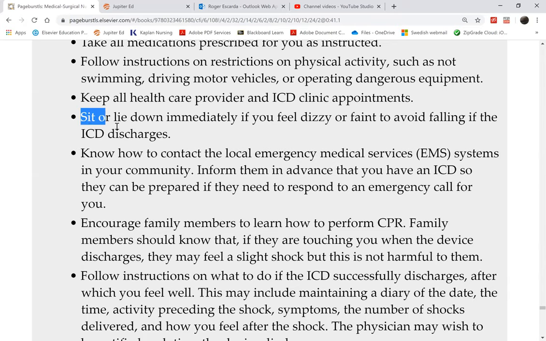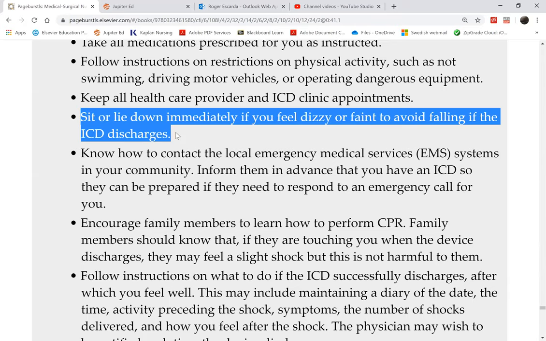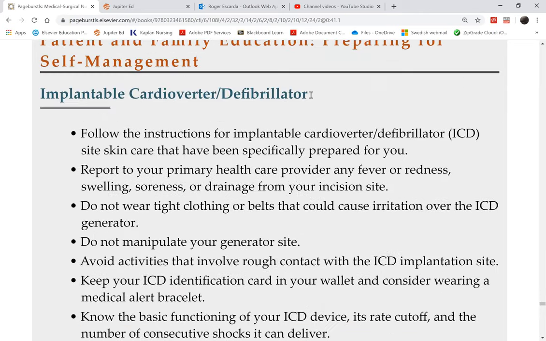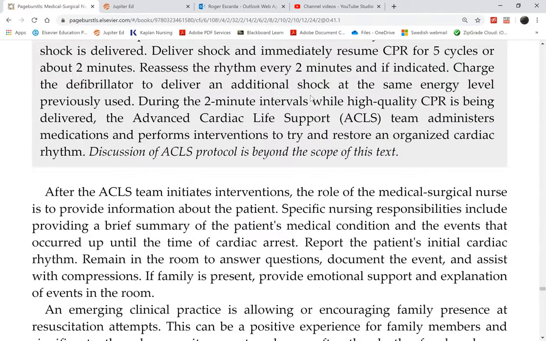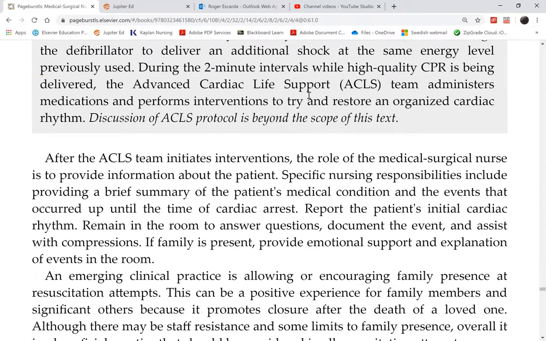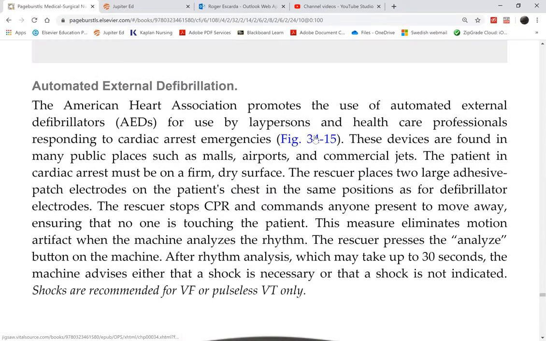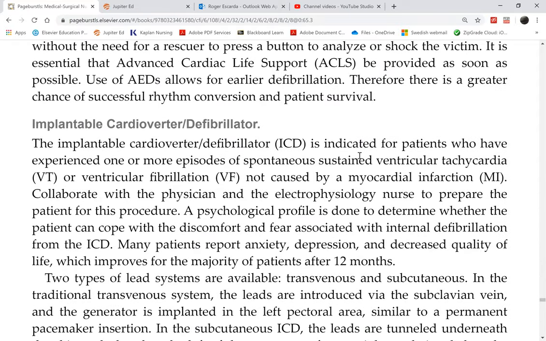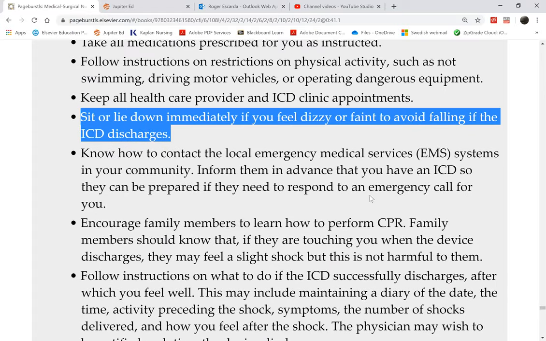So here, if it discharges, what should you do? Lie down, because there's a reason why it fired. It's programmed to fire when it detects a dysrhythmia. What was the indication? What dysrhythmias, meaning what are the indications for an ICD? VTAC or VFib. Sustained ventricular tachycardia or VFib, and then they survived it. Meaning they're given an ICD because what if this occurs again and they're not anywhere close to an ambulance or a hospital? So this is a lifesaver, and the device will shock them until help arrives. So it's very important to know what to do.